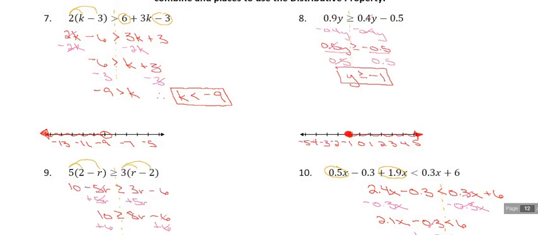All right, so let's check some answers here. In number 8, we choose to put our variables on the left-hand side. So y is greater than or equal to -1. Closed circle on the -1, shade to the right.